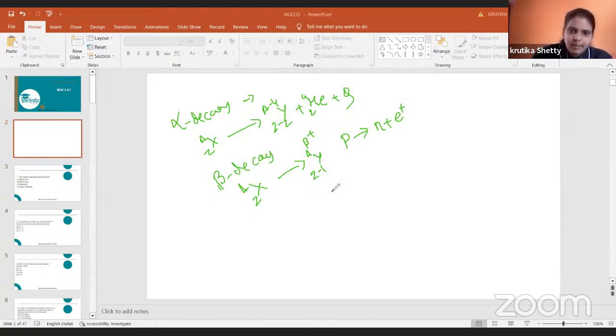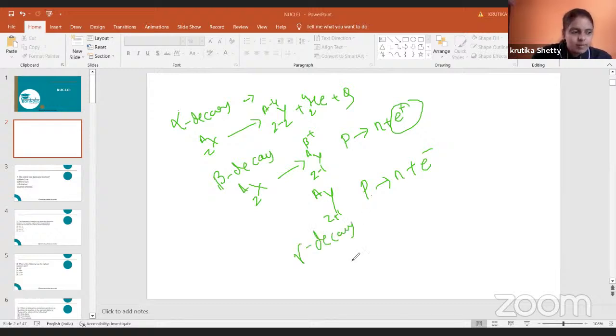During beta minus decay, it will be Z plus 1 and A. The mass number remains as it is and the atomic number increases by 1. This is beta minus decay. Here a neutron gets converted into a proton with the liberation of an electron, while in beta plus a positron is released. Then the last one, gamma decay.